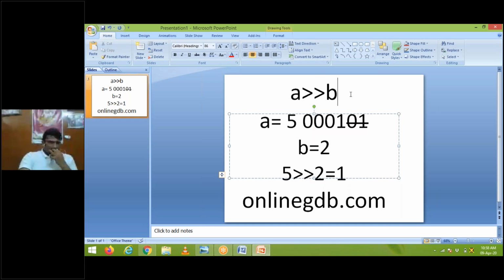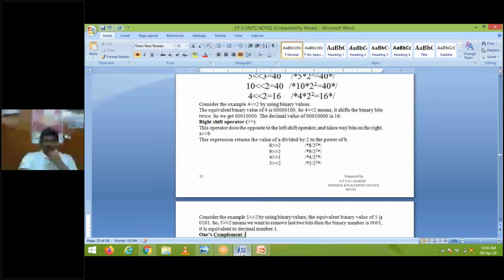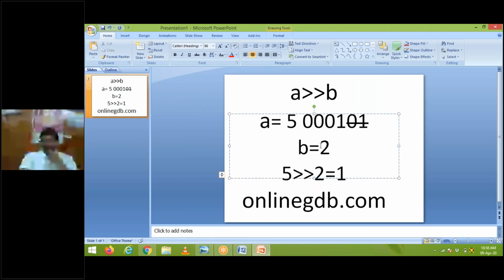And we have the shortcut formula here. A right shift b means a divided by 2 power b. I already mentioned it in the notes. Right shift operators: a divided by 2 to the power of b. 8 right shift 2 means 8 by 2 square. Here I'm giving the example 5 by 2 square. 5 right shift 2 means 5 by 4, and according to integer division, 5 by 4 means 1, because you don't need to take the decimal points. That's why the result is 1.